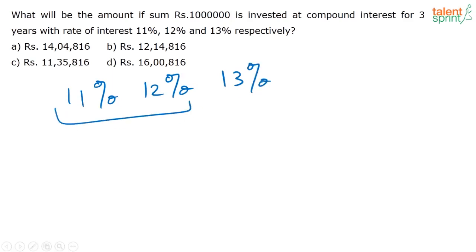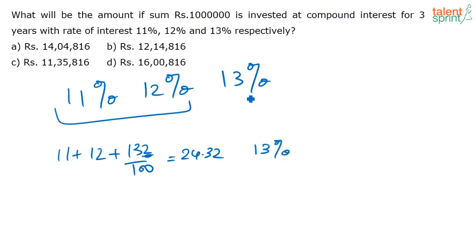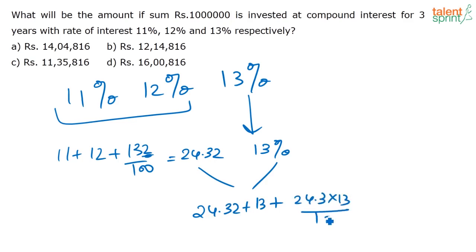So first 2 years, what is the effective percentage? 11 plus 12 plus 11 into 12, which is 132, divided by 100, that is 1.32. So 11 plus 12 is 23 plus 1.32, or 24.32, correct? Now find the effective percentage of these two. This 13%, bring it down. That is nothing but 24.32 plus 13 plus 24.32 into 13 by 100. So here you get it as 40.48, correct?